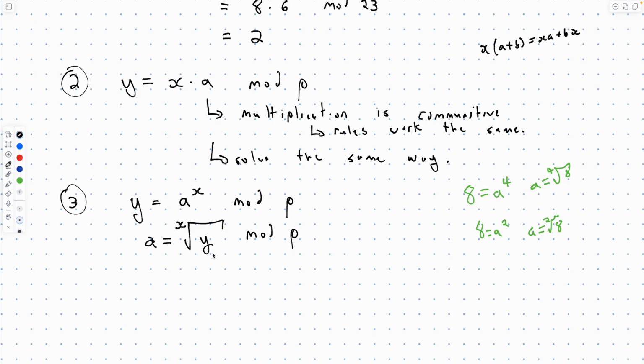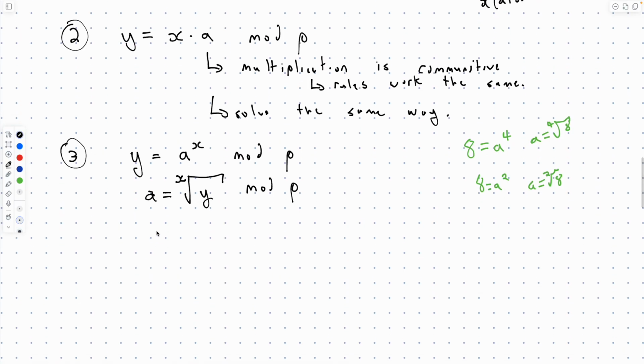Okay? So what I want to do is compute a discrete root. Discrete just means keeping it within the integers and not messing around with decimals. So for the same reason, this doesn't work directly, but is there another way we can represent this? We can make a equal to y to the power 1 over x. Okay, perfect, thank you. So I can rewrite this as a equals y to the power of 1 over x mod p.